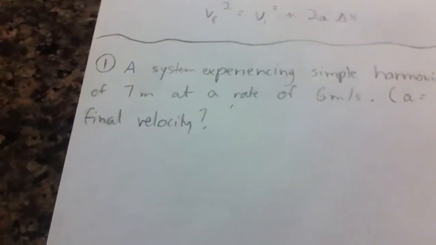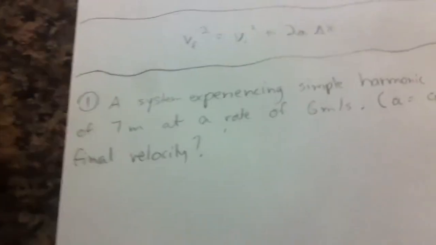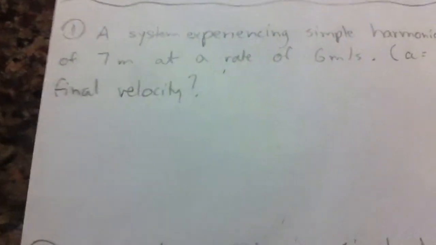A system experiencing simple harmonic motion travels a distance of 7 meters at a rate of 6 meters per second. The acceleration is 9.81, which is just the free fall acceleration. What is the acceleration of gravity, I should say. What is the final velocity?